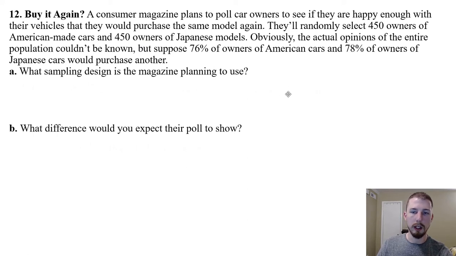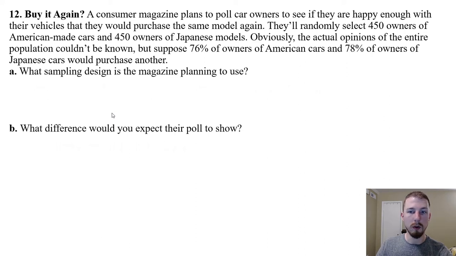So I'm just going to point that out. Obviously, the actual opinions of the entire population can't be known. So let's suppose that 76% of owners of American cars are satisfied that they would buy them again, and 78% of owners of Japanese cars would purchase them again. So what is a sampling design? What sampling design is the magazine planning to use?